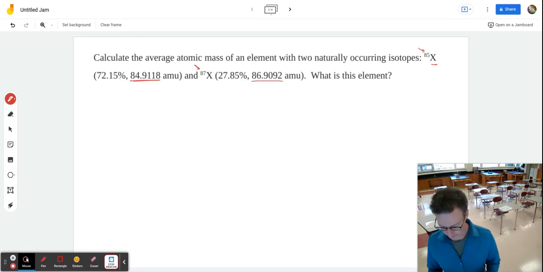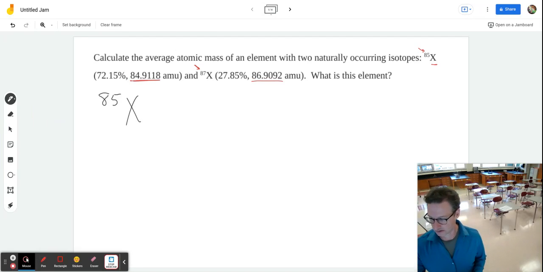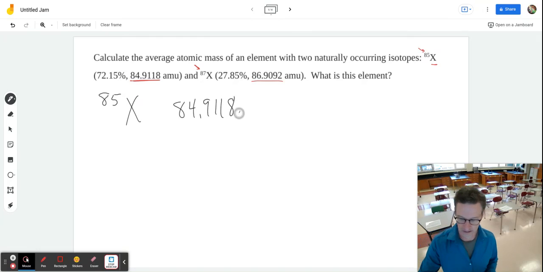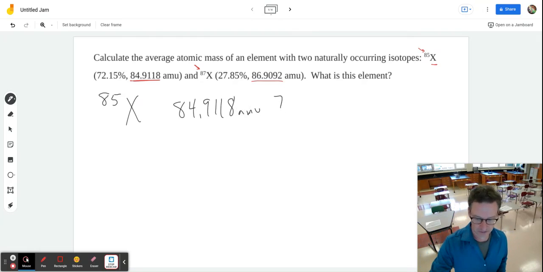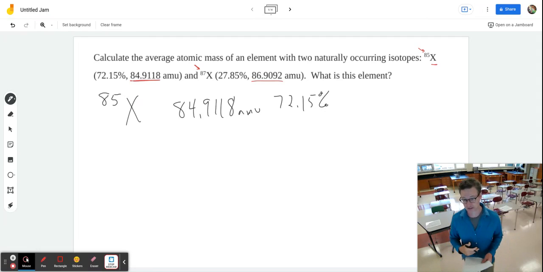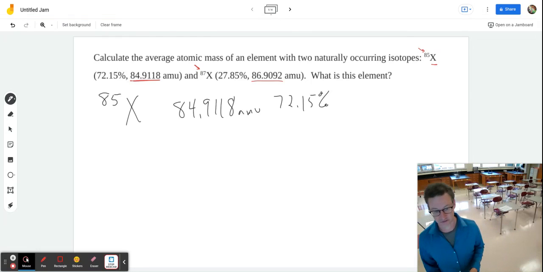So the first isotope, it says, isotope X85, has a mass of 84.9118 AMU, and its abundance is 72.15%. Okay, so what that means is out of every 100 atoms, roughly 72 of the atoms have this mass. 72% of element X has a mass of 85.